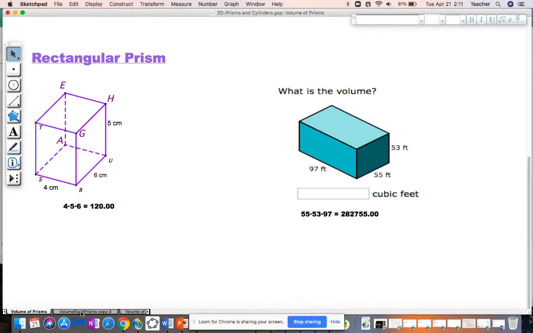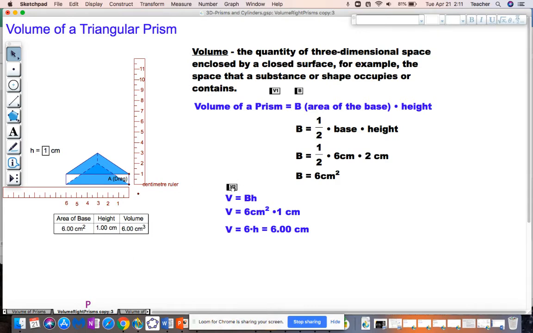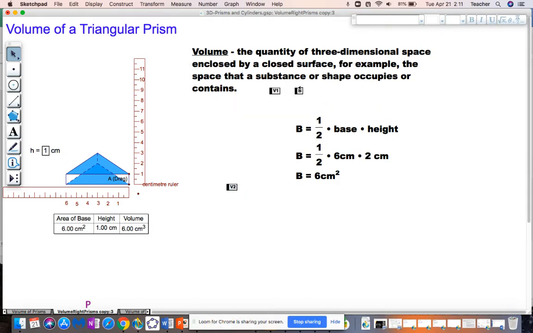All right, so that's rectangular. Next one is triangular prism. A little trickier, but it's the same formula.